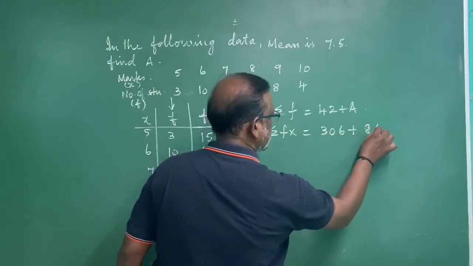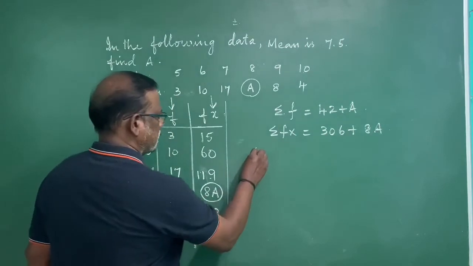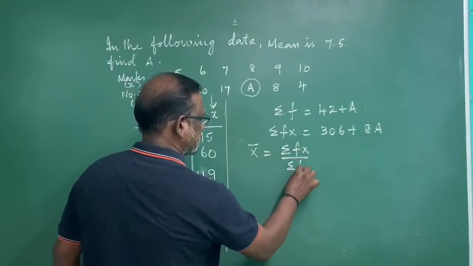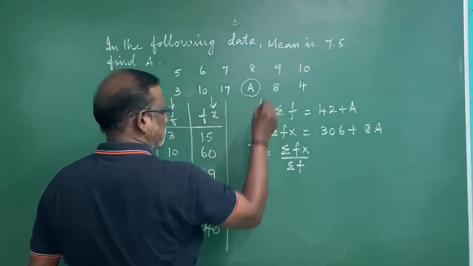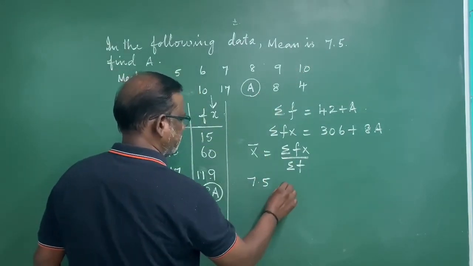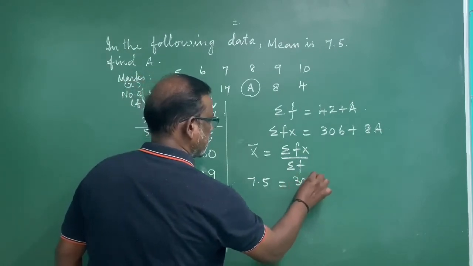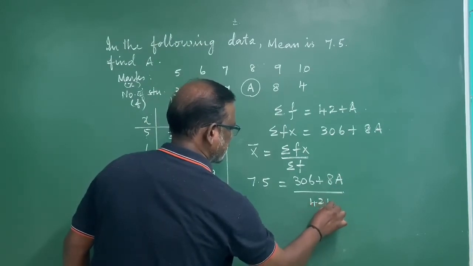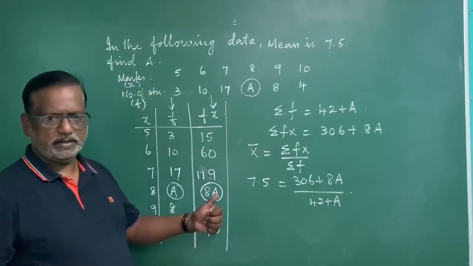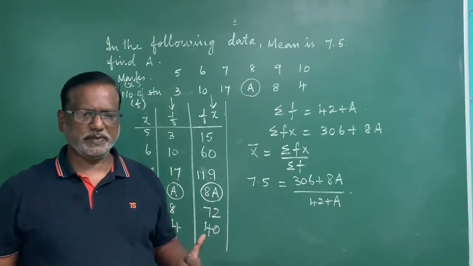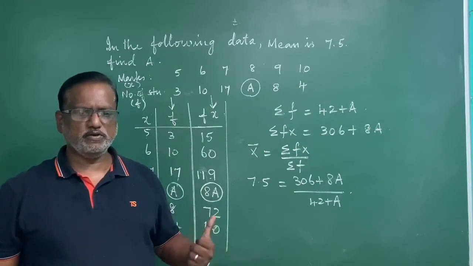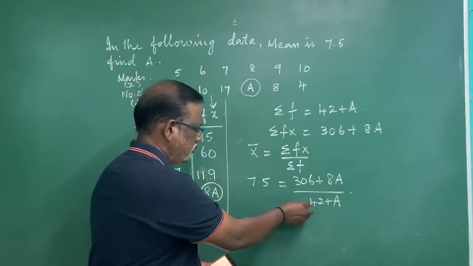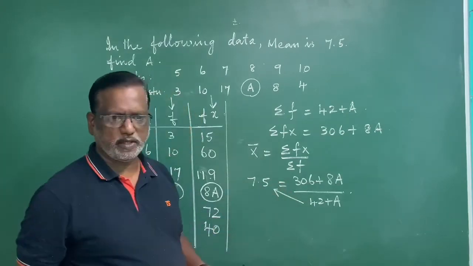When you add up fx, you will be getting 306 plus 8A. Now, x bar is equal to sigma fx by sigma f. Mean is given to be 7.5, so 7.5 is equal to 306 plus 8A by 42 plus A. You have to cross multiply and find the value of A. Now cross multiply and solve for A.